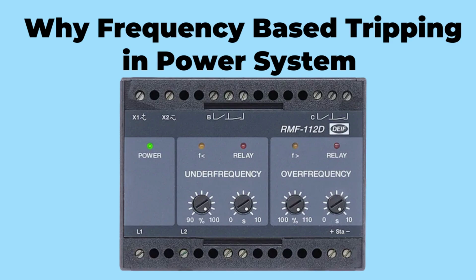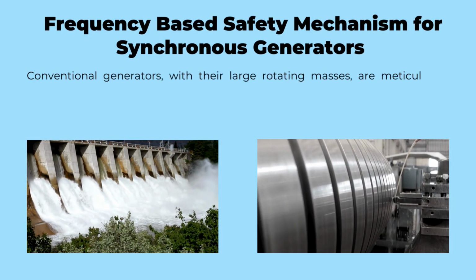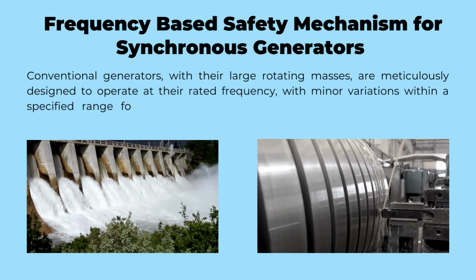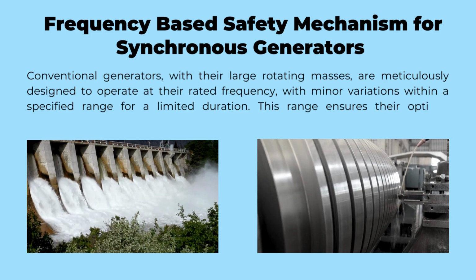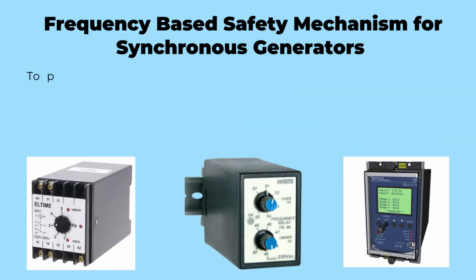Why are frequency-related tripping mechanisms enabled in power systems? Let's delve into the crucial reasons behind this important safety feature. Conventional generators, with their large rotating masses, are meticulously designed to operate at the rated frequency, with minor variations within a specified range for a limited duration. This range ensures their optimal performance and protects them from physical damage.